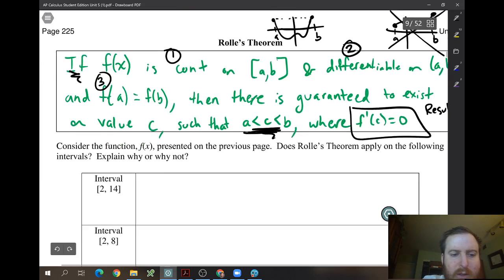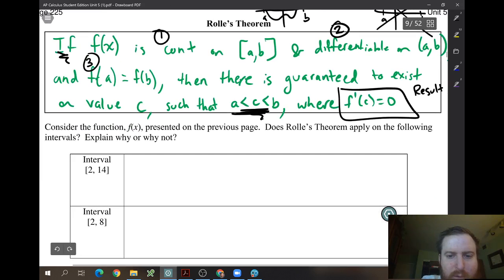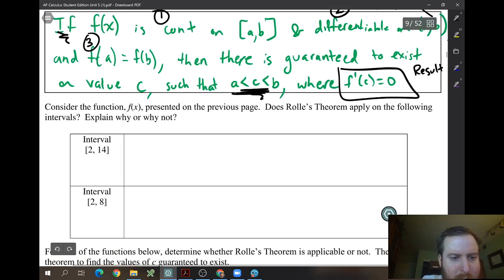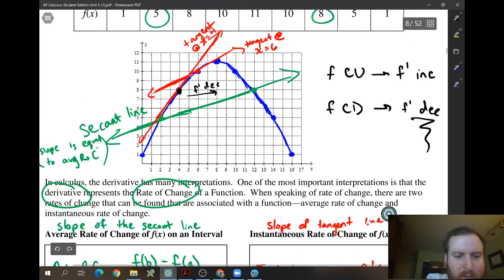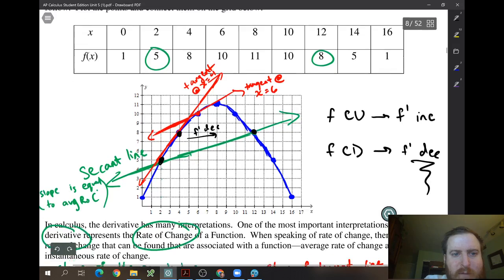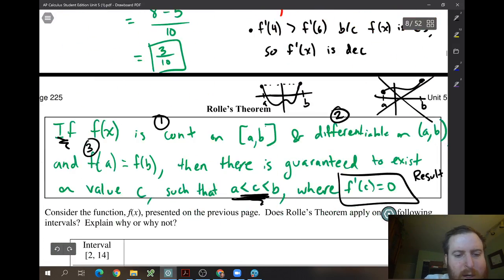Okay. So if we consider the function presented on the previous page, does Rolle's theorem apply on these intervals? So from 2 to 12, right? So from x equals 2 to x equals 12, those points that we'd already drawn in green. So our three conditions are f of x would need to be continuous, it would need to be differentiable, and f of 2 would have to equal f of 12. Well, f of 2 is 5 and f of 12 is 8, so that didn't match.